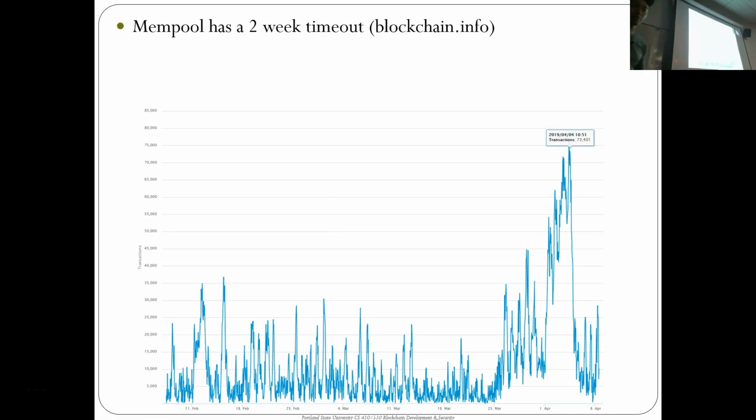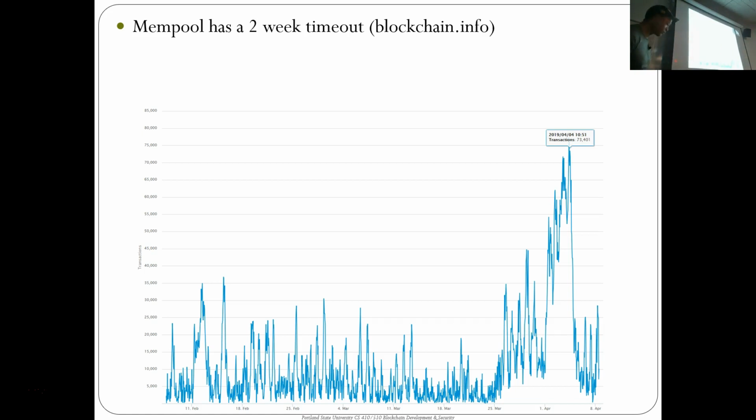The thing with the mempool is that if you send a transaction in there and you don't put enough fees for it to be included, it's going to sit in that mempool for a while, taking up state. And so with the mempool, there's a 2-week timeout. If you're there in the mempool for 2 weeks, then the mempool is going to automatically drop your transaction.